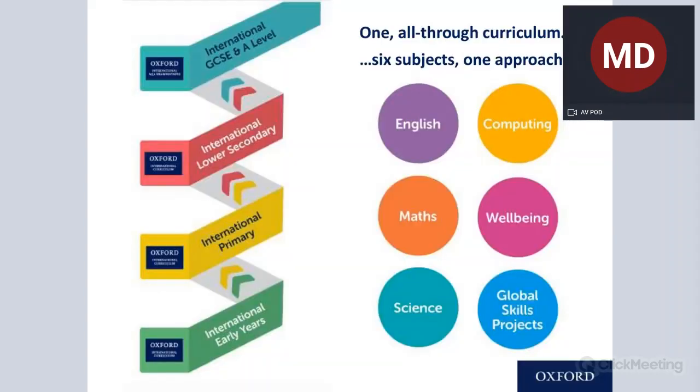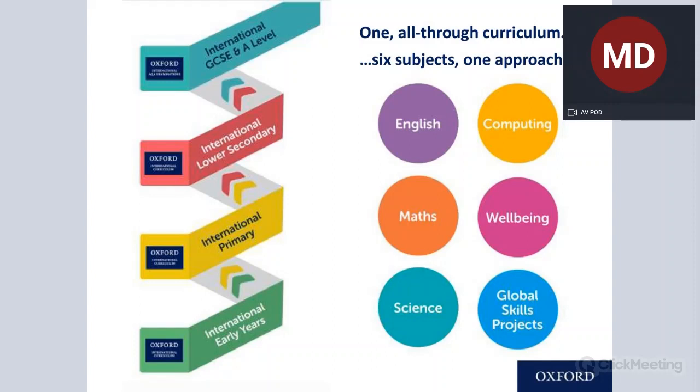OUP understands the importance of continuity and progression. We're creating one all-through curriculum, as you can see on the left side of the slide here, starting at international early years, moving upwards into international primary, continuing up into international lower secondary, and then moving into international GCSEs, AS, and A levels brought to you from Oxford AQA. So what you have here is one all-through progression with steady preparation brought to you from Oxford University Press.